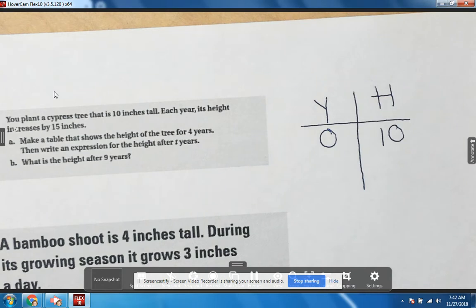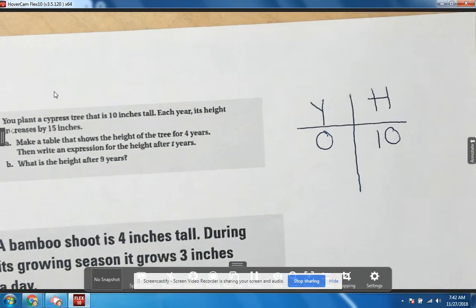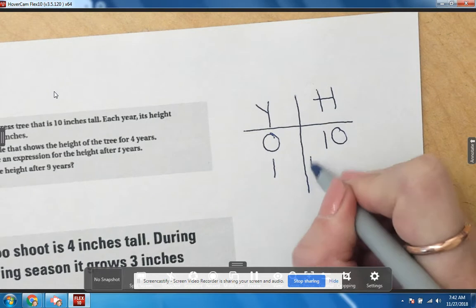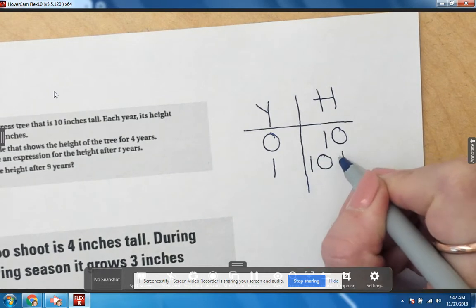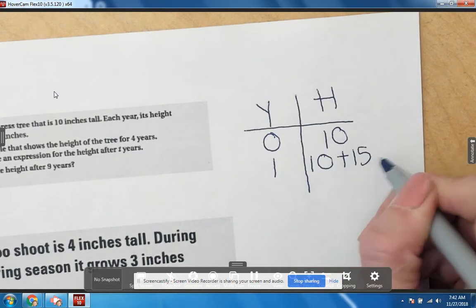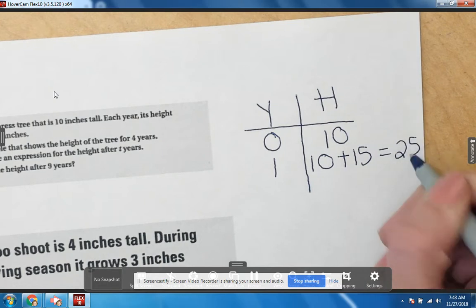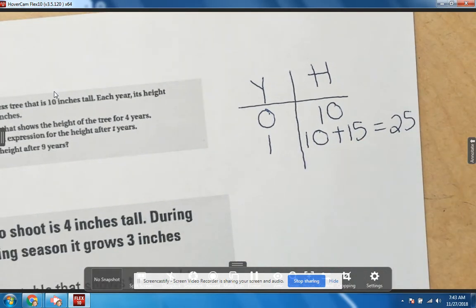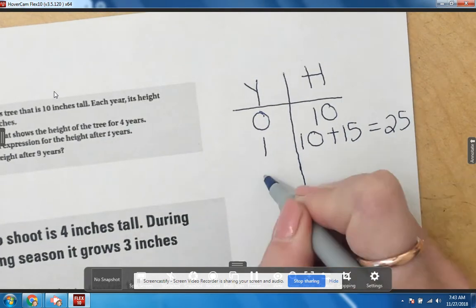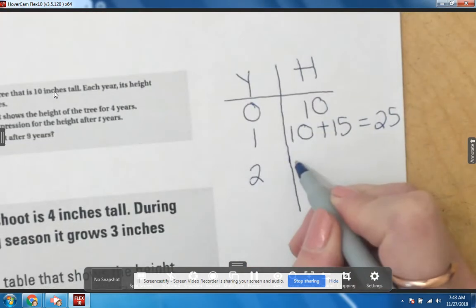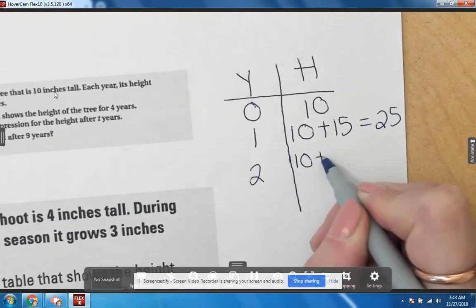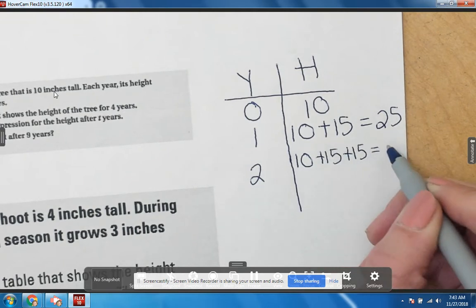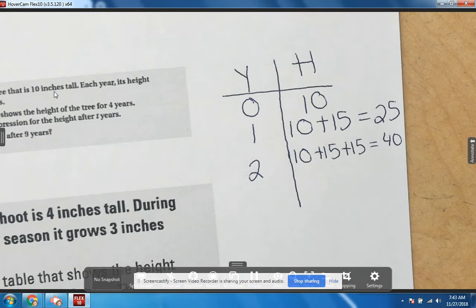Okay, it says each year its height increases by 15 inches. So now we're at 1 year. It grew 15 inches, so 10 plus 15, which means it's now 25 inches tall. I know we could do that math in our head, but the reason I'm writing it will make sense in a second. So now I'm at year 2. So it was originally 10 inches when I bought it, plus 15 inches from year 1, plus another 15 inches for year 2. Now we're at 40 inches.